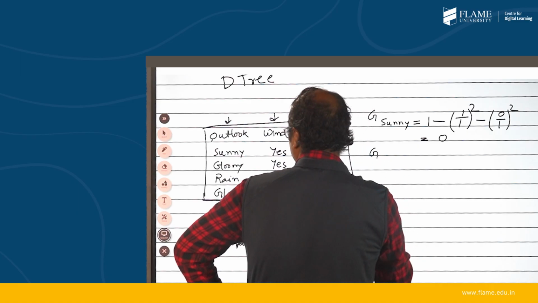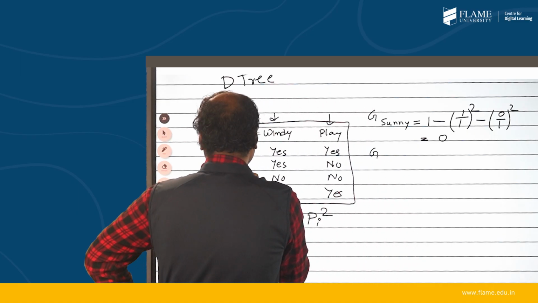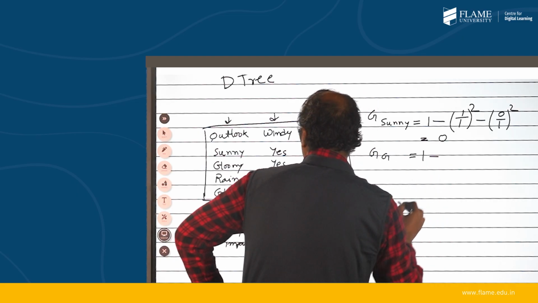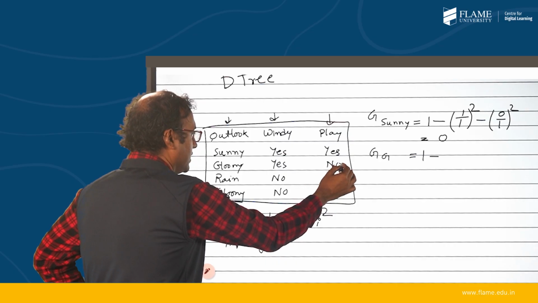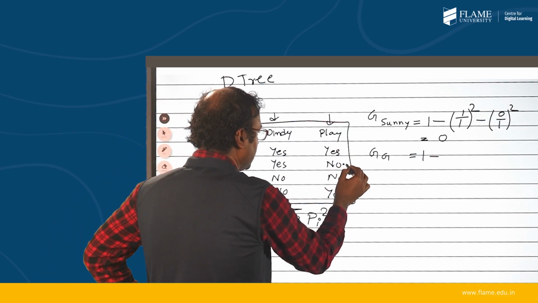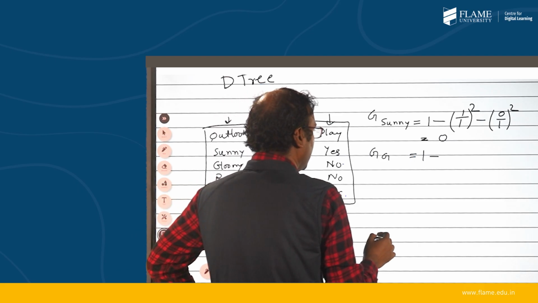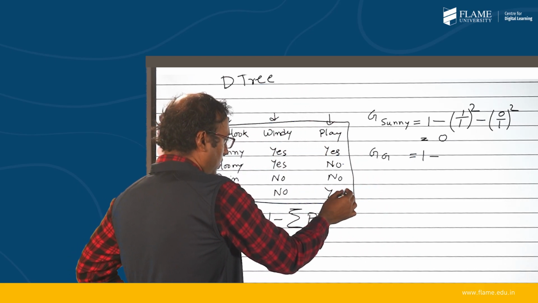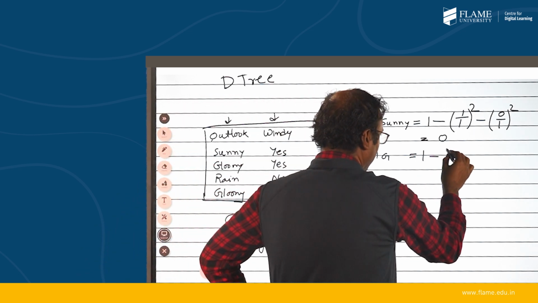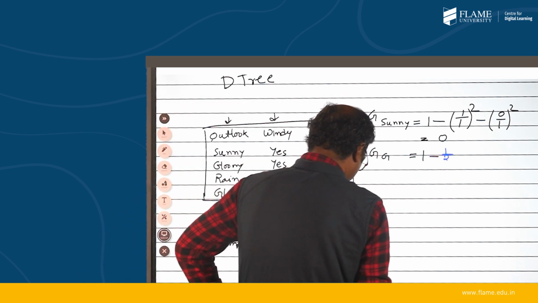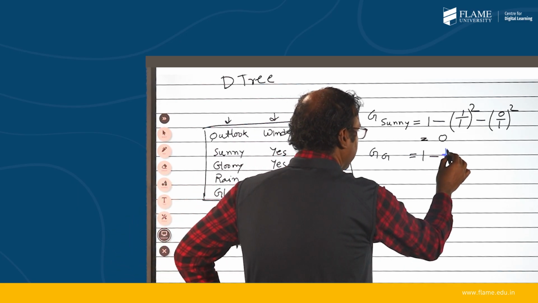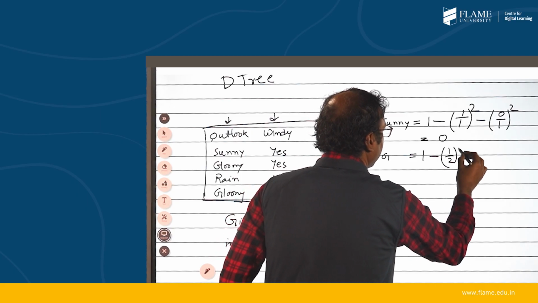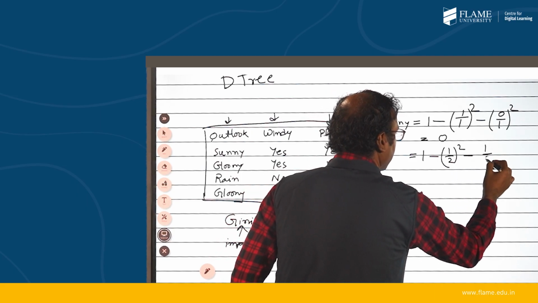Similarly, I can calculate the Gini for gloomy. So 1 minus, now under gloomy you just check, I have two cases, this case and this case. We can observe success and failure, one case is success, one case is failure. So I have to write 1 by 2 squared, minus again one case of failure divided by 2 squared.